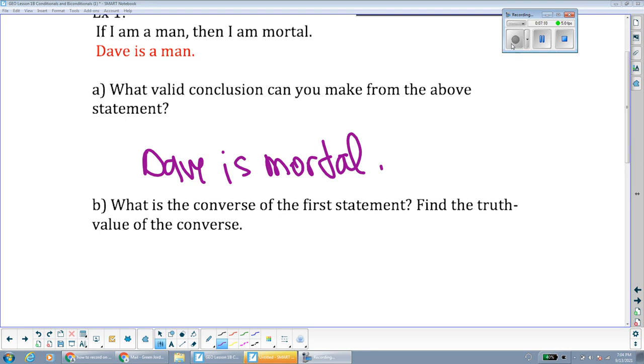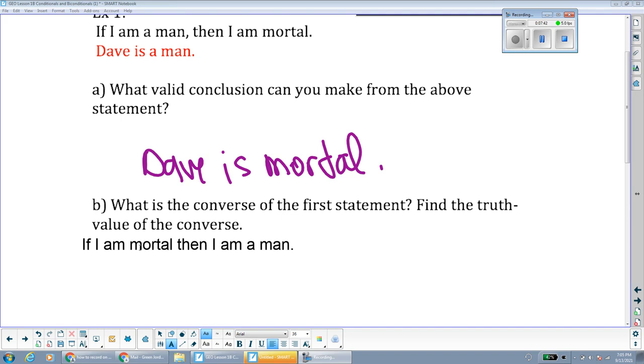we can conclude that Dave is mortal since Dave is a man. What is the converse of the first statement? Take a second and write down the converse of the conditional, if I am a man, then I am mortal. If you wrote down, if I am mortal, then I am a man, wonderful. That would be the correct converse of the conditional statement. Switch the order of the premises and the conclusion. Find the truth value of this statement. Take a second. Would you label this statement true or false?